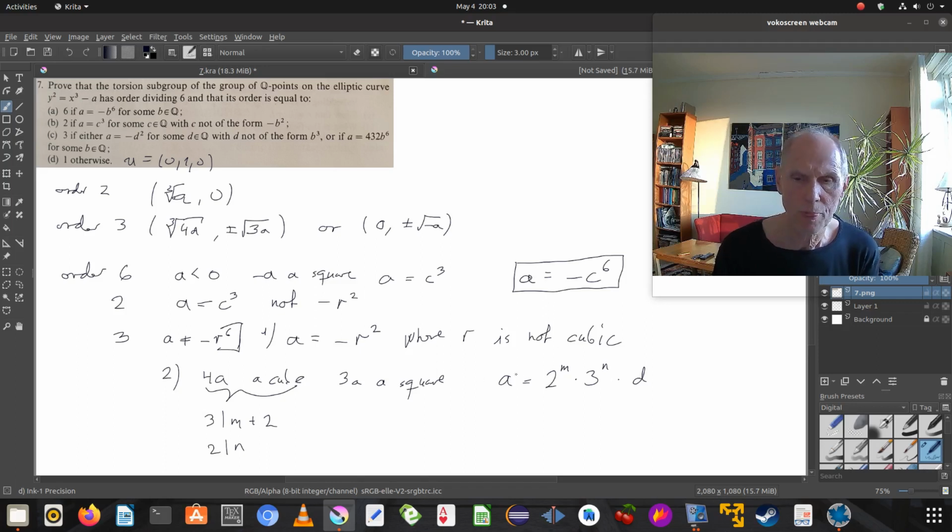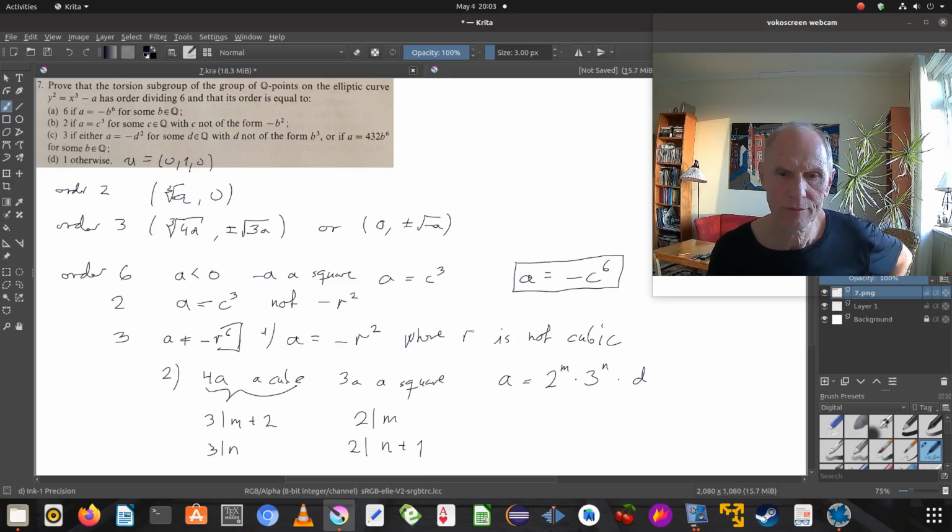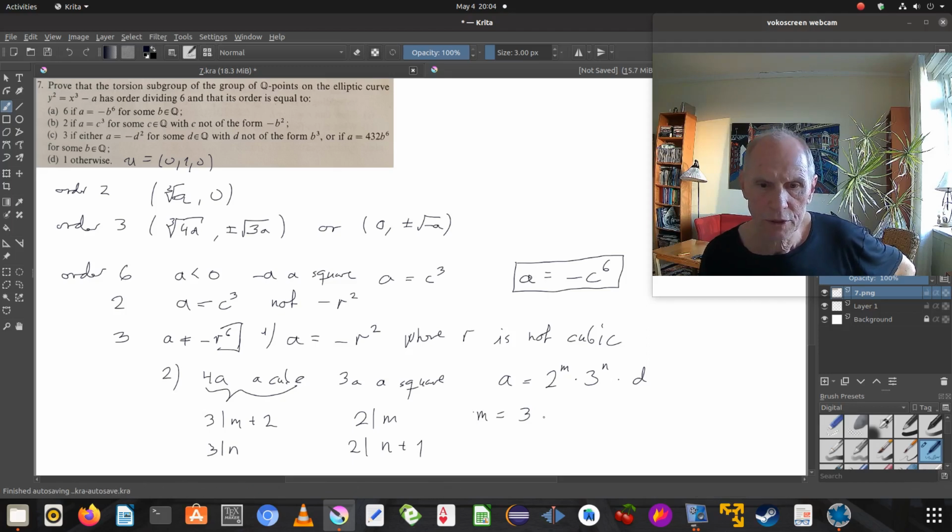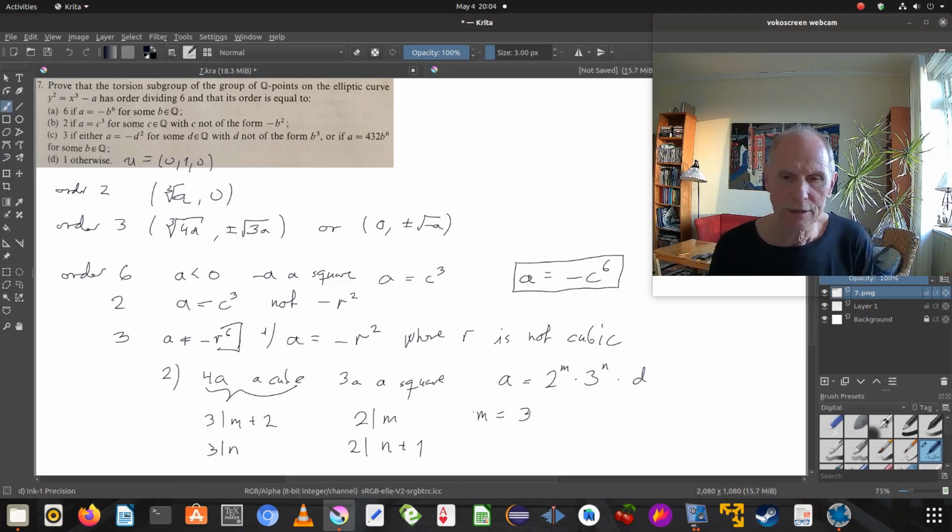It's a cube when 3 divides, 4a is a cube. So that means 3 divides n. Three a is a square, that means 2 divides m, and 2 divides n plus 1. So that means m equals 3, which numbers do we have accessible? Don't like x, y, z. Let's call it alpha, minus or plus 1.